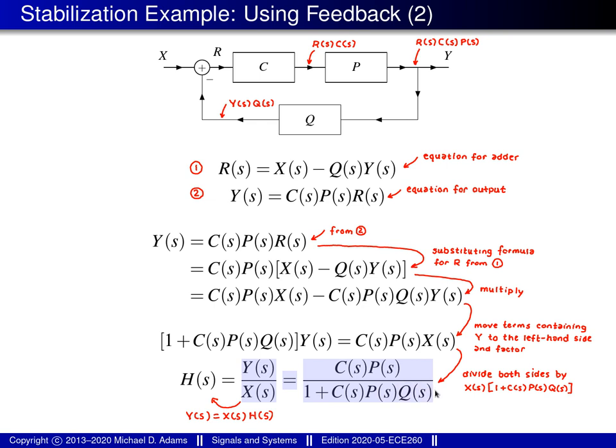Then lastly, we observe that because the system is LTI, we have that y is equal to x times h, which means that h is equal to y over x. So we can observe that y over x here is simply equal to h. Therefore, overall, we have that h is given by this particular formula here, which is what we were trying to show.